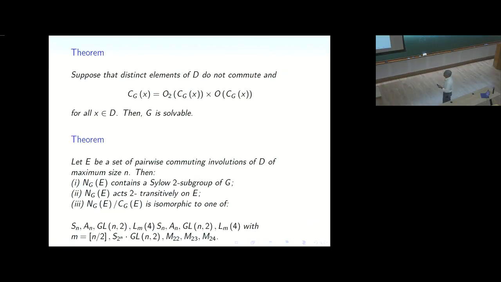Say another theorem. All these things are fairly non-trivial theorems, but I'm just listing them to give you an impression about how powerful these conditions on the set of involutions would be. Suppose that distinct elements of D don't commute, and the centralizer C_G(x) factorizes as a product of O_2(C_G(x)), the largest normal 2-subgroup in C_G(x), and the largest subgroup of C_G(x) of odd order. If C_G(x) decomposes like this, then G should be solvable.